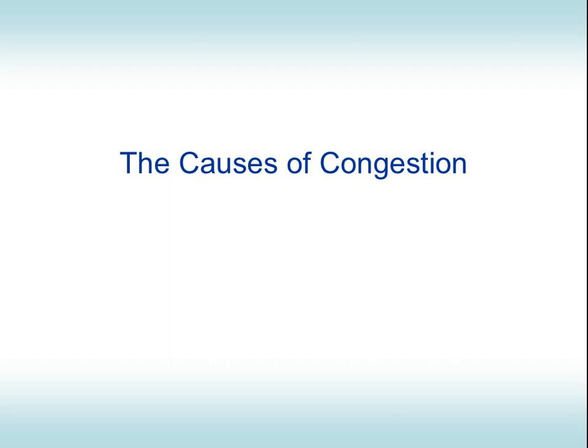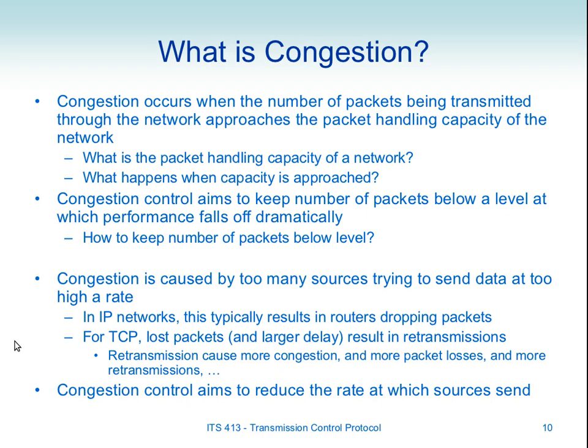So we've said with TCP that one feature that TCP implements is congestion control. To see how that works, we need to first explain what causes congestion in the internet. Congestion occurs when the number of packets coming into our network exceeds the capacity of that network.